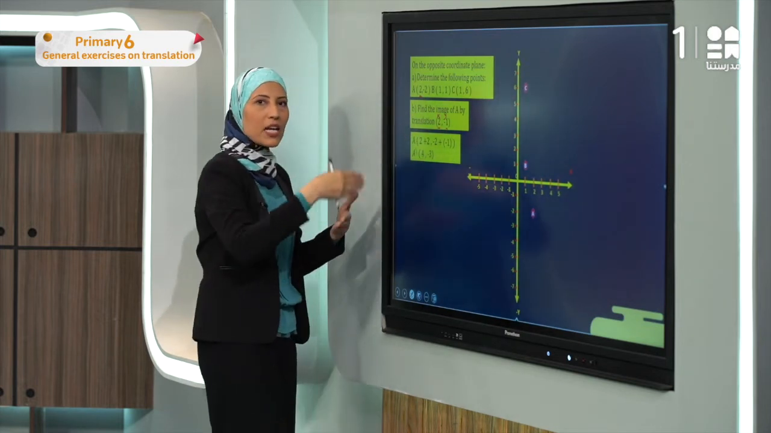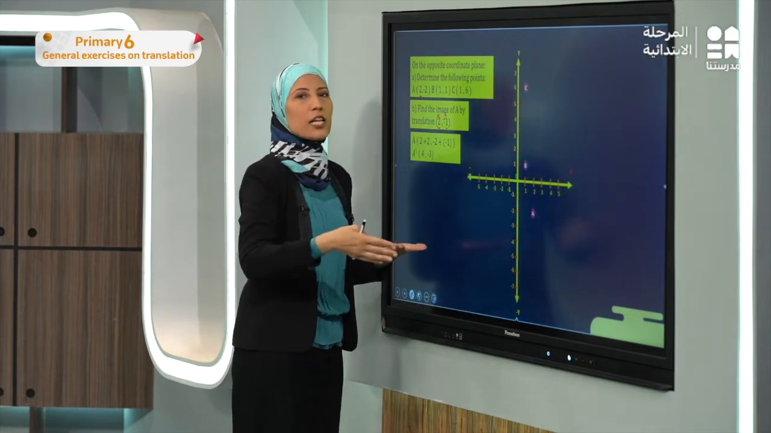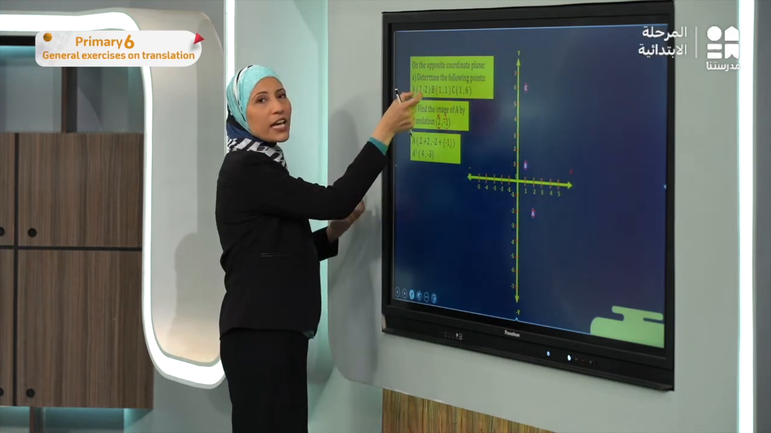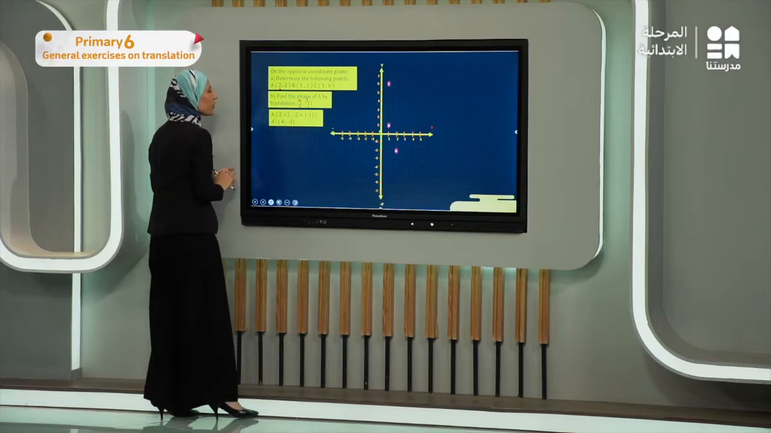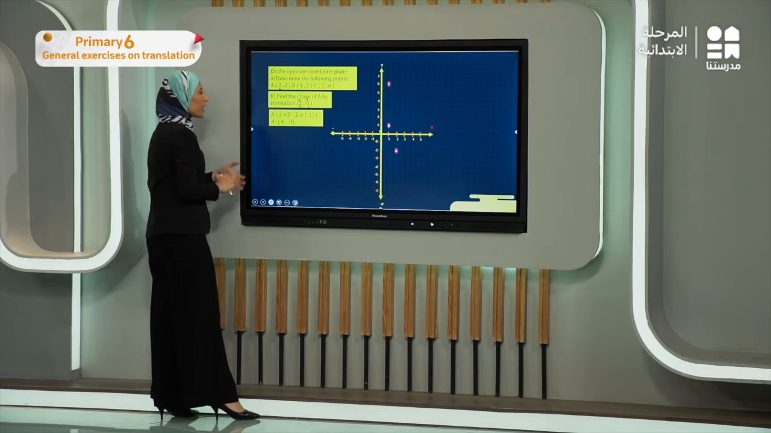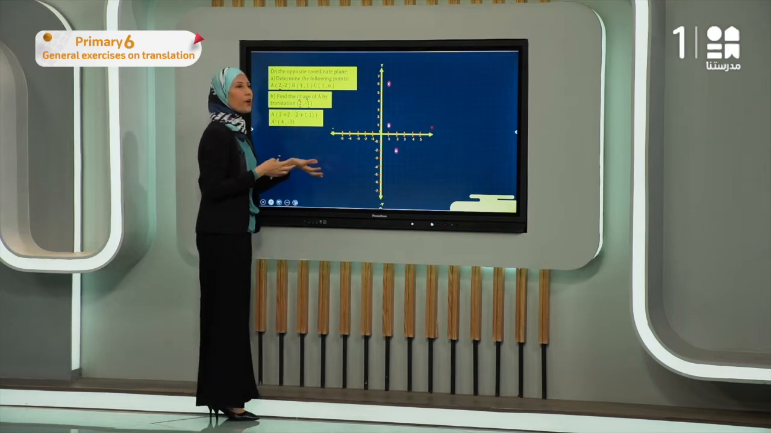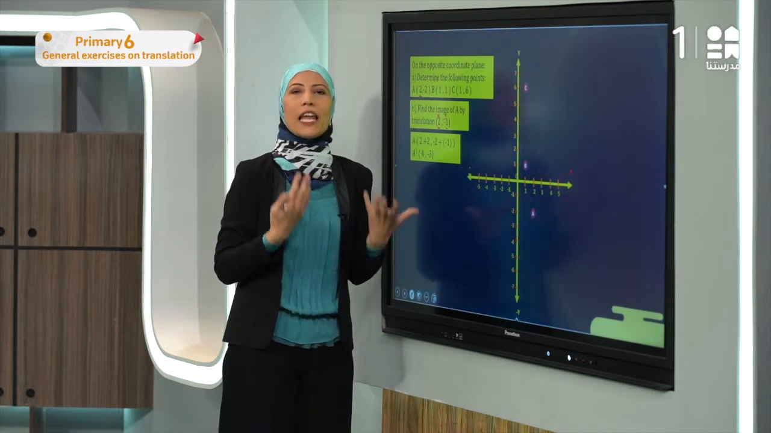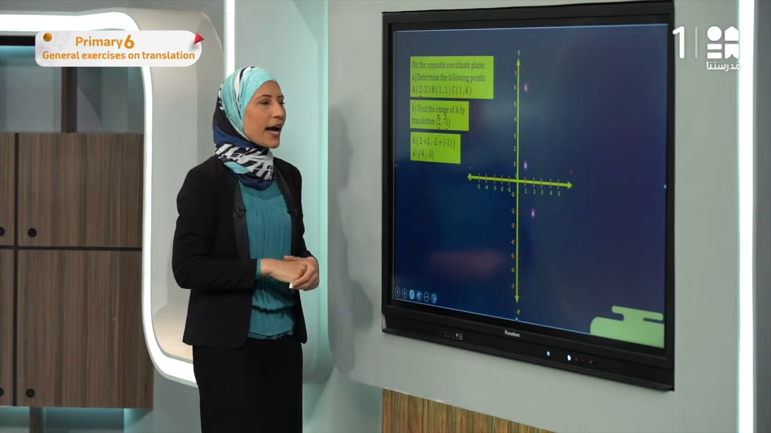So I'm adding a point. How can I find the point? Image plus translation. So in y, I have negative 2 plus negative 1. So negative 2 plus negative 1 give me negative 3. Now the point A dash, what does that mean, sixth primary? A dash means the image of the point A. It will be 4 and negative 3.